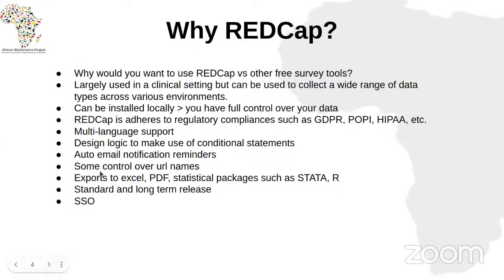So auto email notification reminders. The system also has the ability to, when you create a survey link, you usually have a long string of characters that is not human readable. And I know tools out there like TinyURL and a couple other tools allow you to make shorter, more human readable URLs. The nice thing is that Redcap has that built in, so it's just nice to have. It also exports to Excel and PDF format, as well as some statistical packages like Stata, R, etc., which is also useful to put into your analysis applications.